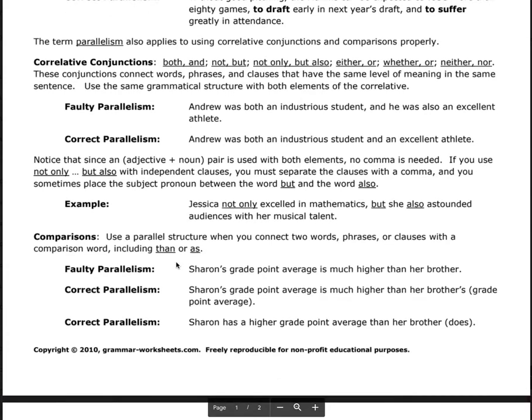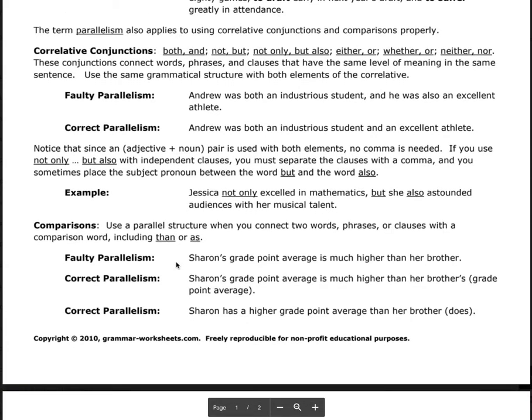Also, comparisons can use parallel structure as well. Again, you'll be using this with your compare and contrast papers that you do this week. So comparisons use parallel structure when you connect two words, phrases, or clauses with a comparison word, including than or as. You need to make sure it's making sense.